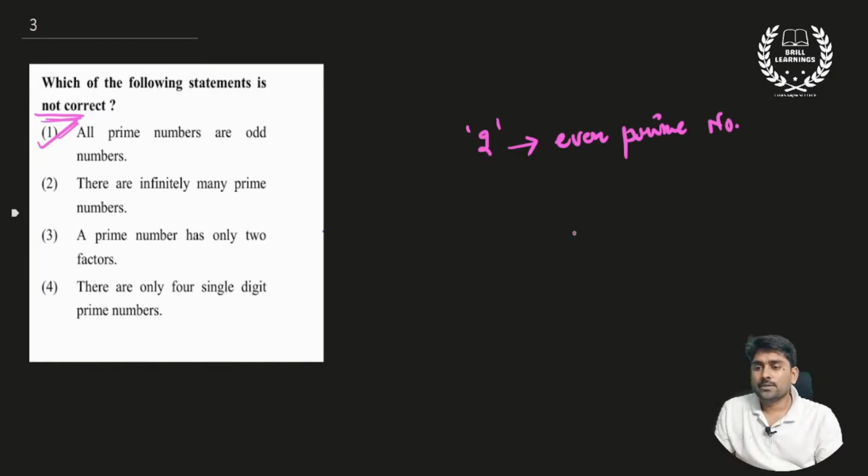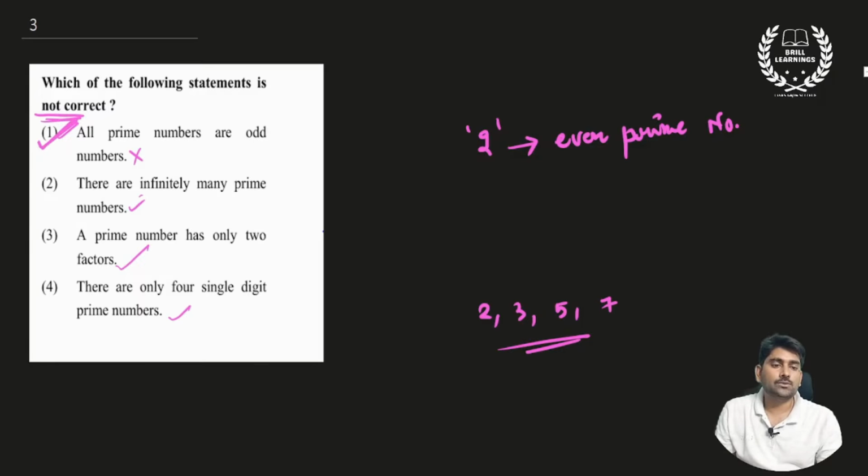Let's check the next statement. There are infinitely many prime numbers. Yes, this is a right statement. A prime number has only 2 factors, 1 and itself. This is also right. There are only 4 single digit prime numbers. Yes, what are those? 2, 3, 5 and 7. So this is also right. The wrong statement is this. So that is why this is our answer. So let's move on to the next question.